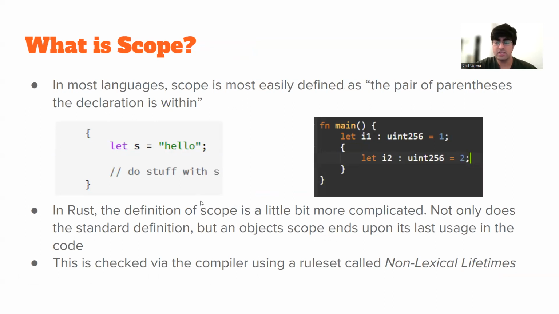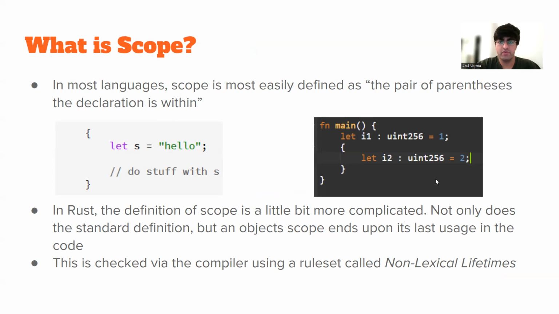We can see that scope in Rust doesn't actually work exactly like this. Scope in Rust has some additional details on top of the details that we've already specified. So what Rust does for scope is not only does it check the curly braces that the variable is inside, but it also checks the last used point of that variable. And I'll explain why this works in a second. But first, let's look on the right here.